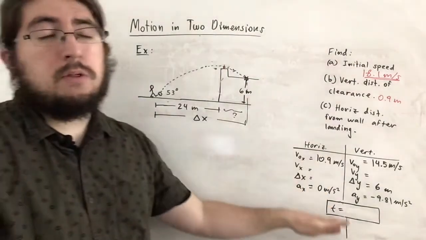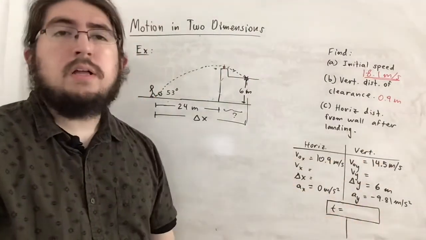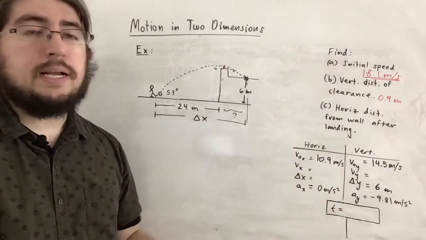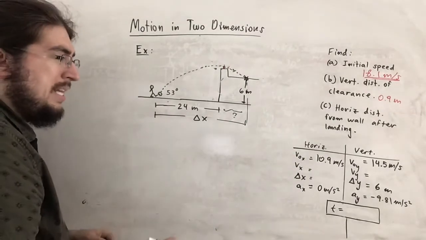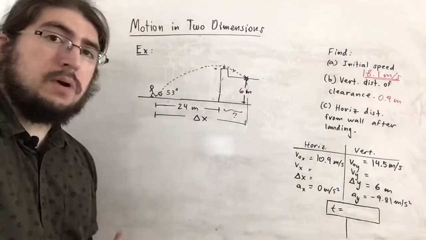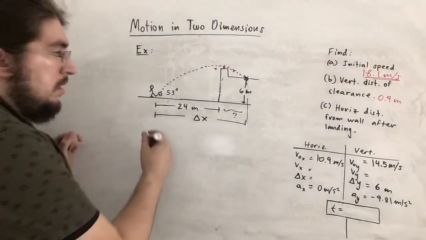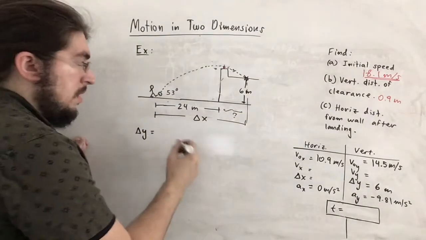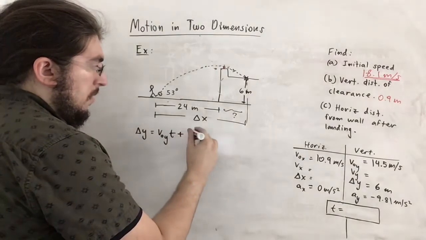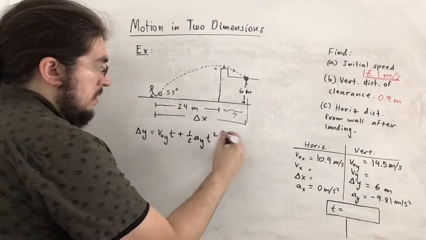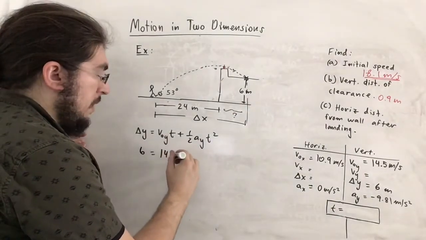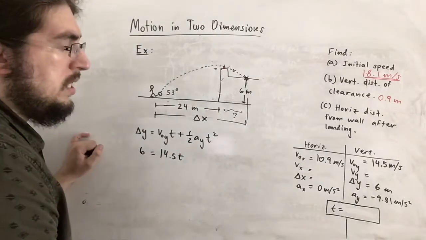Now we don't have a lot going on with horizontal, but we do have a lot going on with vertical. So we're going to use vertical to find time, and then finally use time to find the horizontal delta x. So let's see if we can find time here. It's going to be just like the previous problem. We have to use the quadratic formula. So I'm going to use delta y equals v naught y t plus 1/2 ay t squared. Plugging things in, we get 6 is equal to 14.5 t.